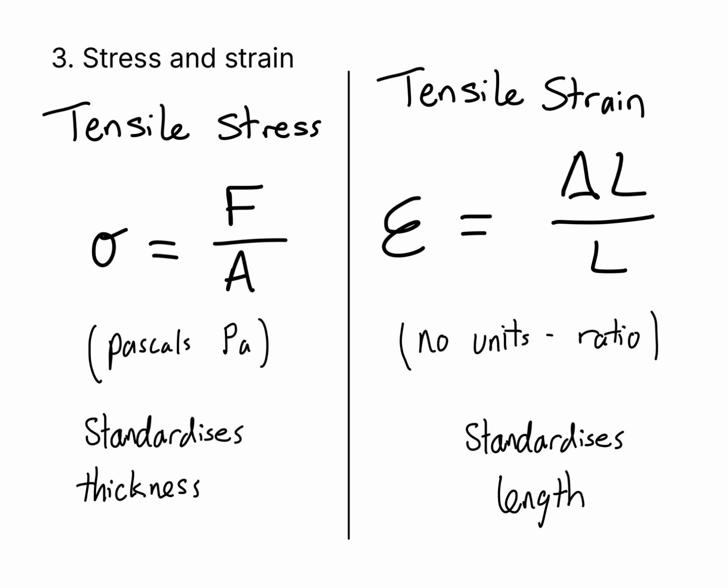Stress is the force divided by the cross-sectional area. That removes the thickness. It's measured in pascals, the same as pressure. And strain is the extension divided by the original length. That removes the length aspect. So strain is a ratio of two lengths, so it has no units at all. Now we can compare steel to copper fairly, regardless of the shape of the sample we happen to test.